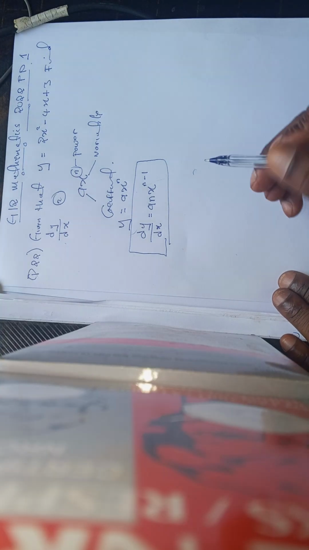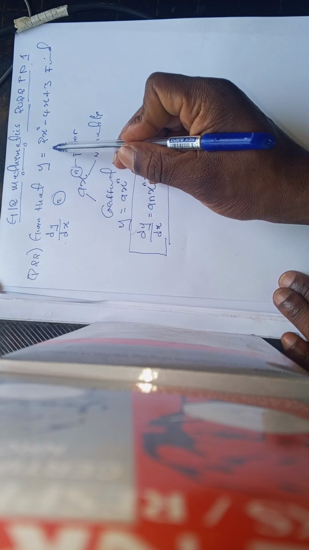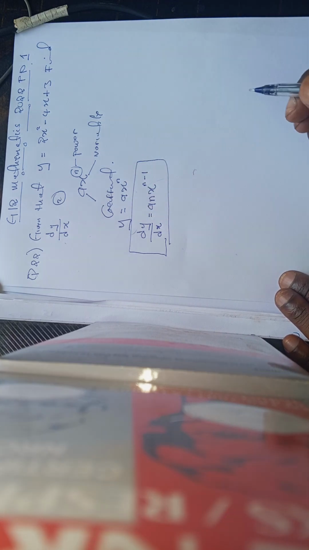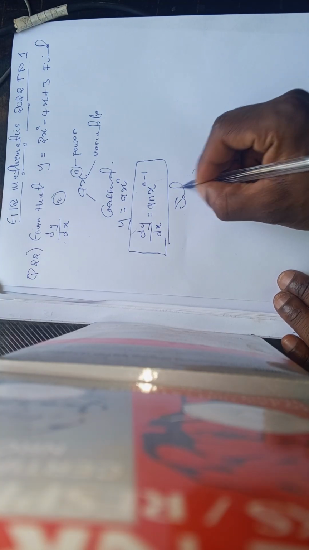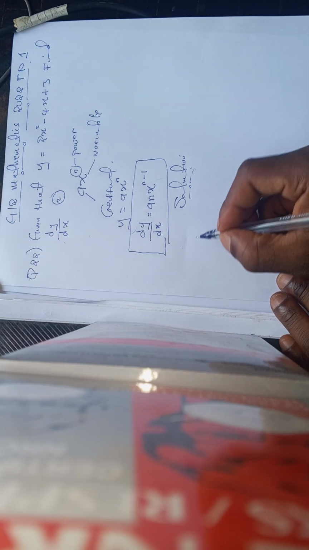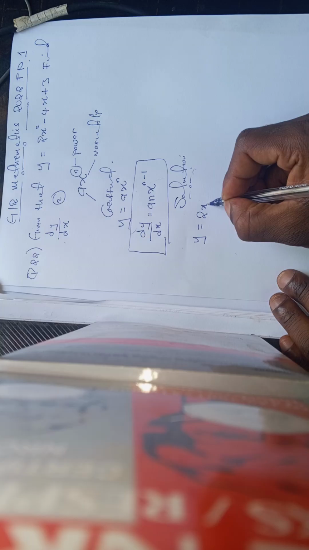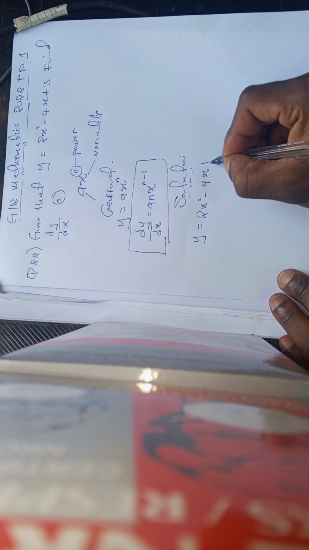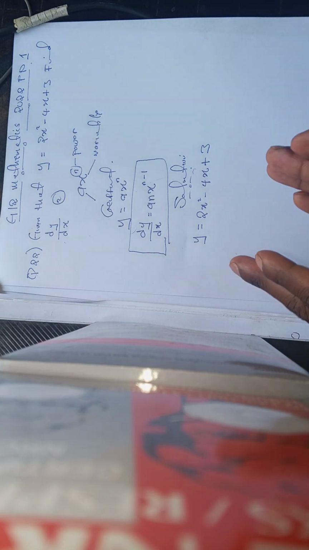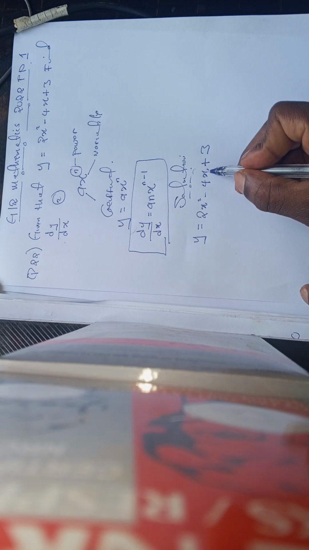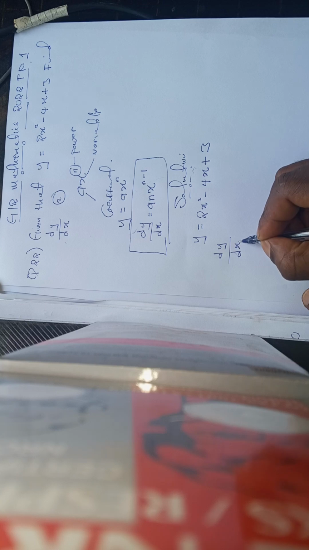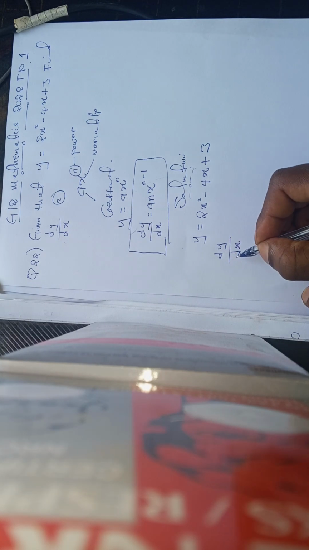So we get back to the question here. You have been given y is equal to 2x squared minus 4x plus 3. Find dy over dx. So the solution to answer this one is as simple as drinking water. We say y is equal to 2x squared minus 4x plus 3. So how are you going to differentiate this one? When you are told to differentiate with respect to x, then you use, as mentioned, dy over dx.